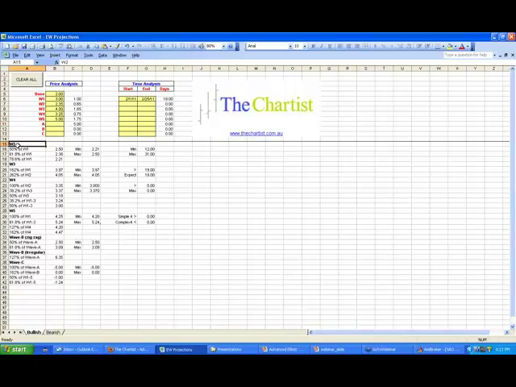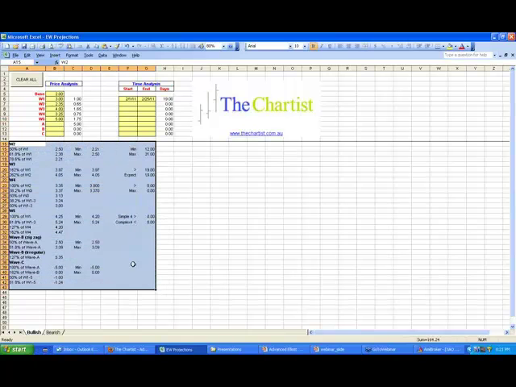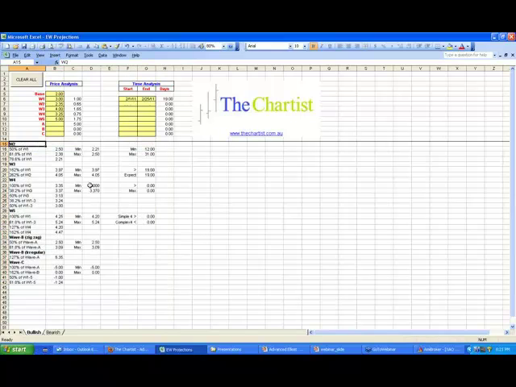And it's using all the measurements that are typical for time and price for Elliott wave. Now remember, these are taken from Robert Miner. I think he's one of the best at this business.